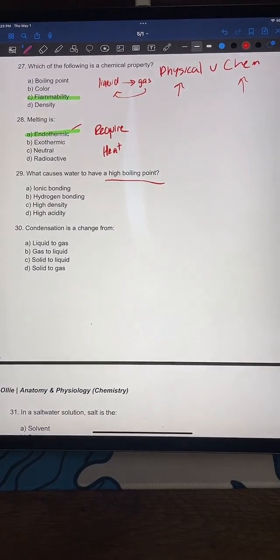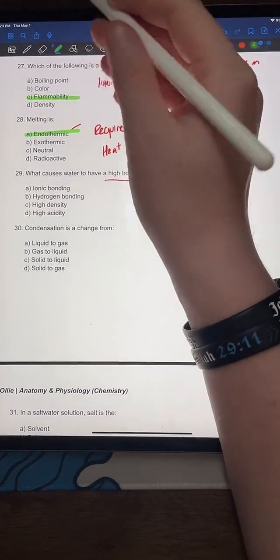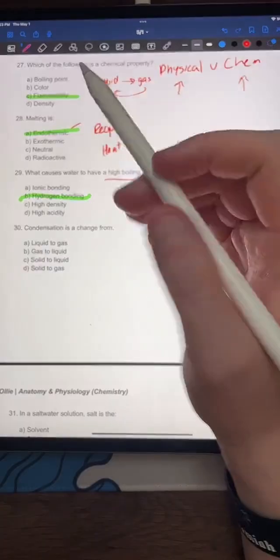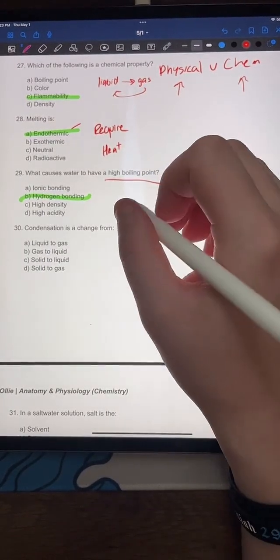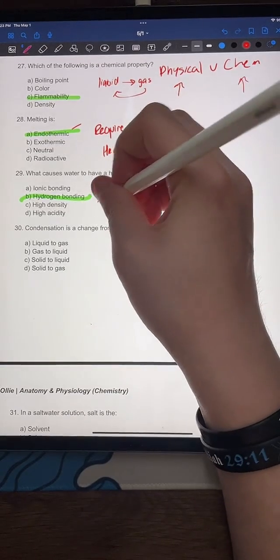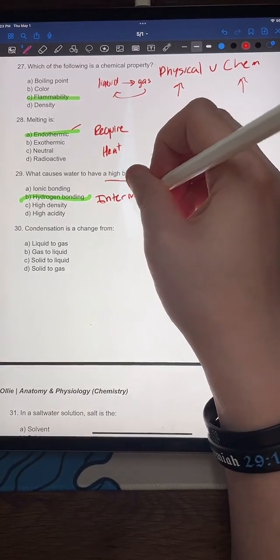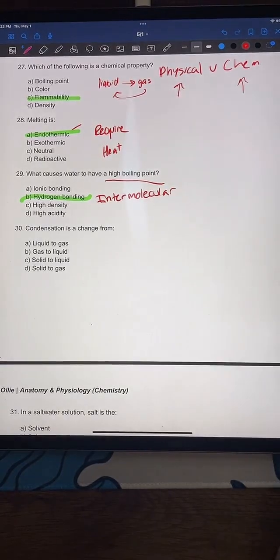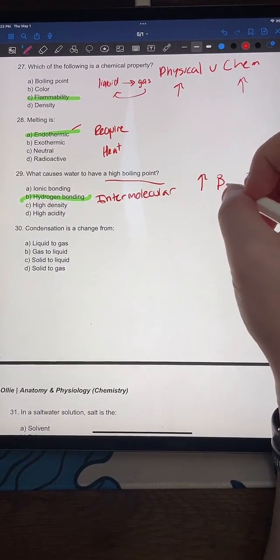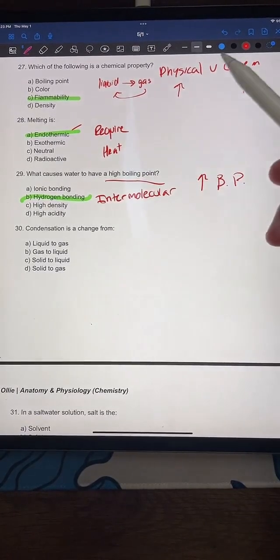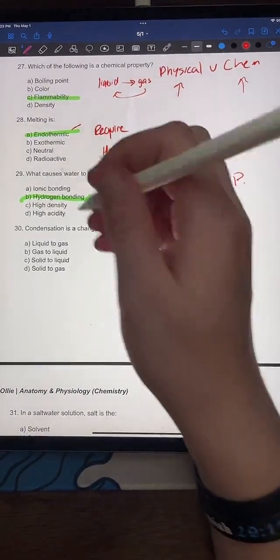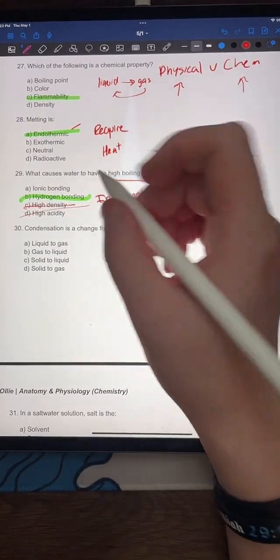Number 29, what causes water to have a high boiling point? The answer is B, it is hydrogen bonding. So hydrogen bonding, there are strong intermolecular forces. So remember, intermolecular forces are going to increase our boiling point. A, ionic bond, again, it's polar covalent, so it's not ionic. And C and D, these are just not the reasons why. Water is neutral anyway.